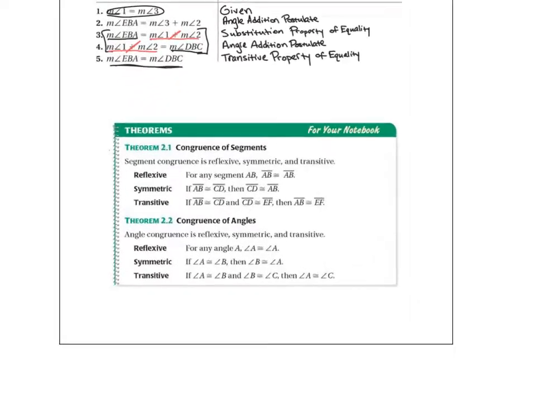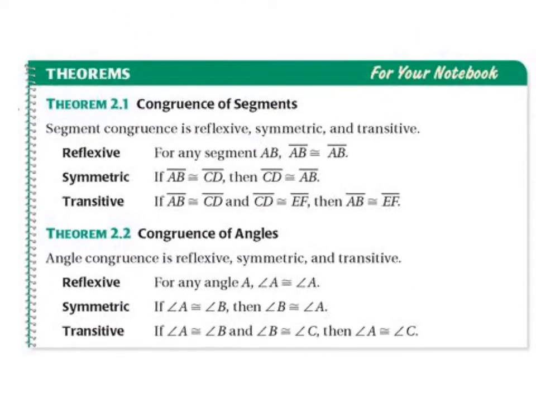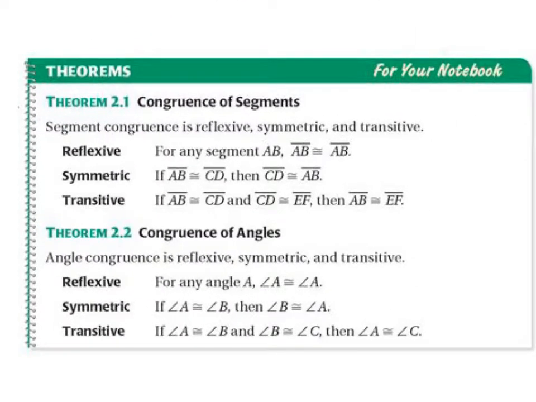Alright, so a couple more theorems here. So the congruence of segments theorem. Basically it's the reflexive, symmetric, and transitive, all the same thing, except now we're dealing with congruence rather than equality. So it's not an equal sign, it's congruence. It means the same thing. Same thing with angles. Okay?